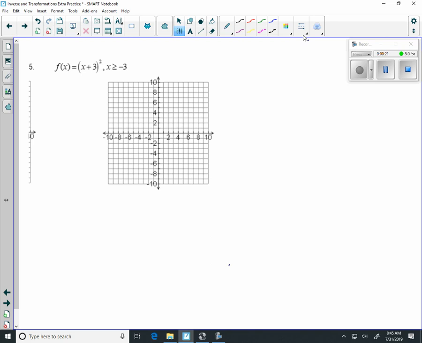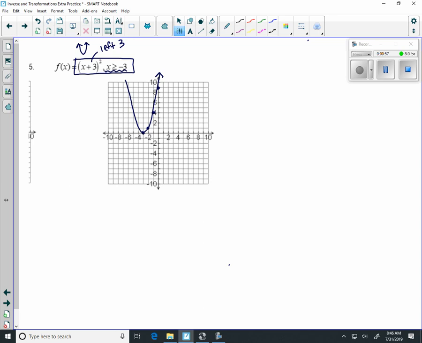I have x plus 3 squared, but this x is greater than or equal to negative 3 is really important. So x plus 3 squared, that's a parabola, and plus 3 is left 3. So what that looks like is a parabola that moves left 3 units. Usually we would graph the whole thing, right? But this x is greater than or equal to negative 3 is really important.